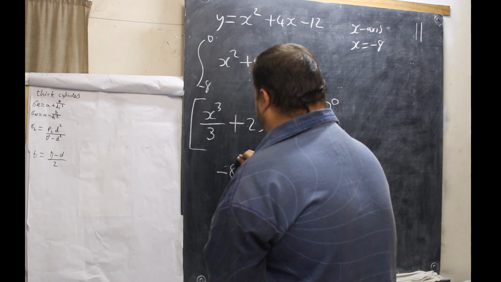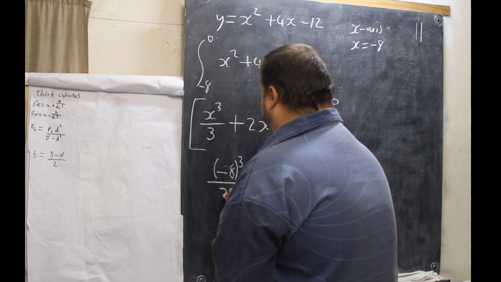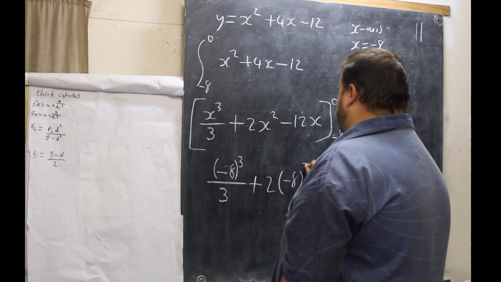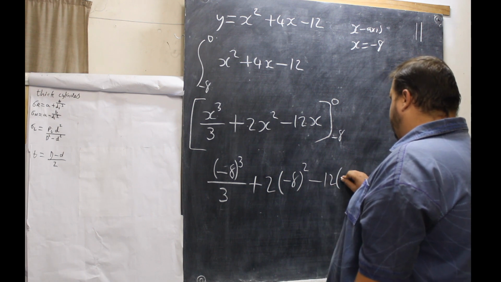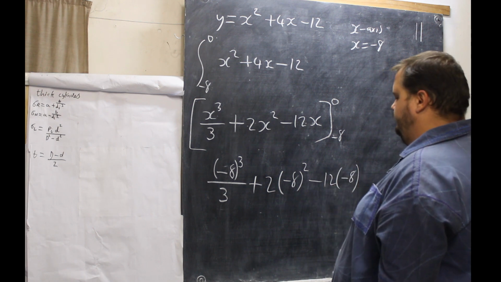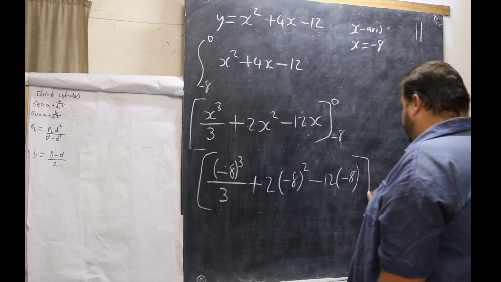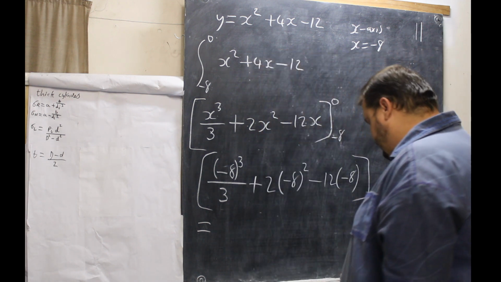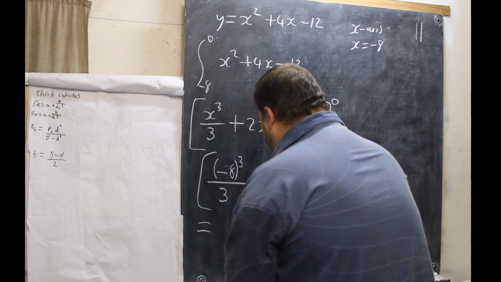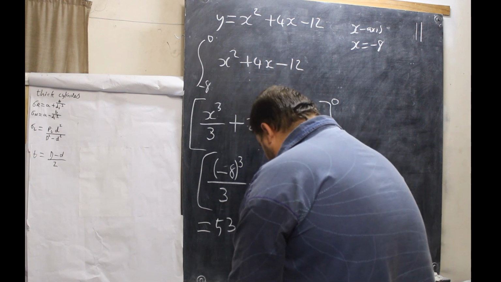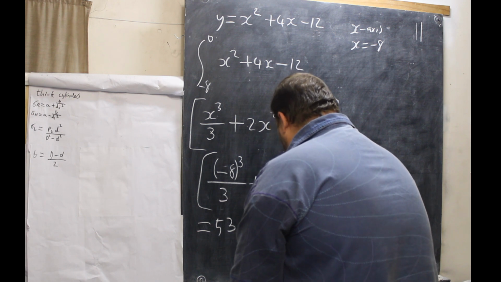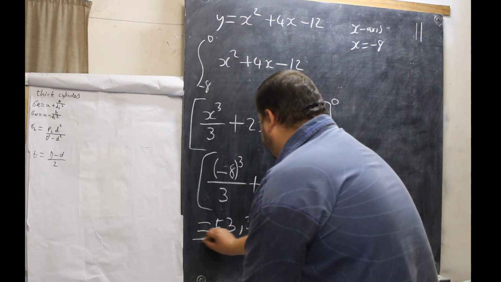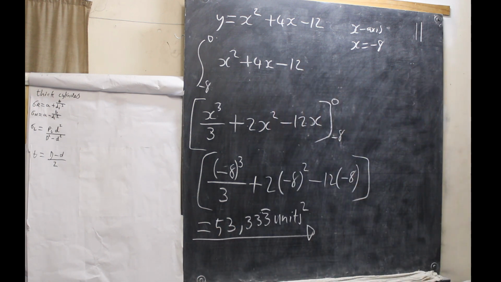So we have minus 8 to the power 3 all over 3 plus 2 times minus 8 squared minus 12 times minus 8. And this will give us our final answer. And our answer is 53.333 recurring units squared. And that is our final answer.